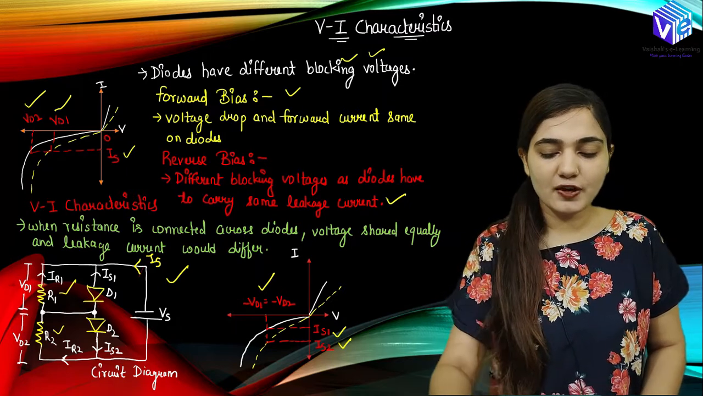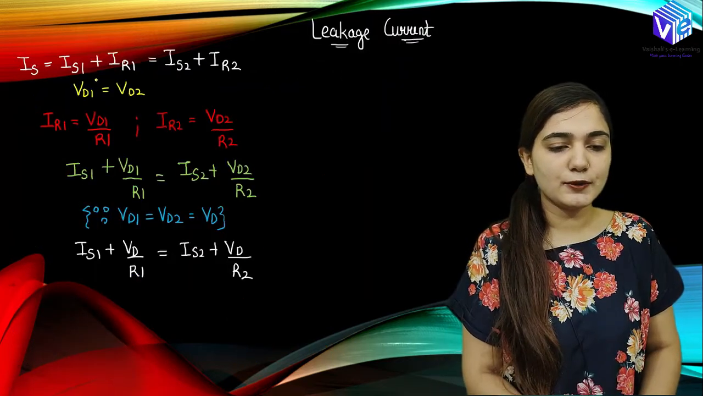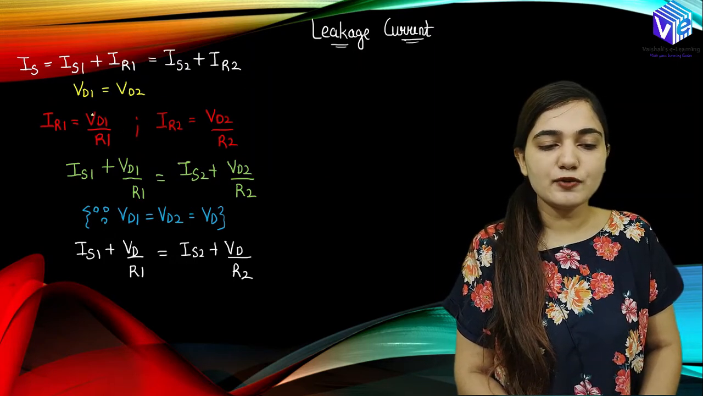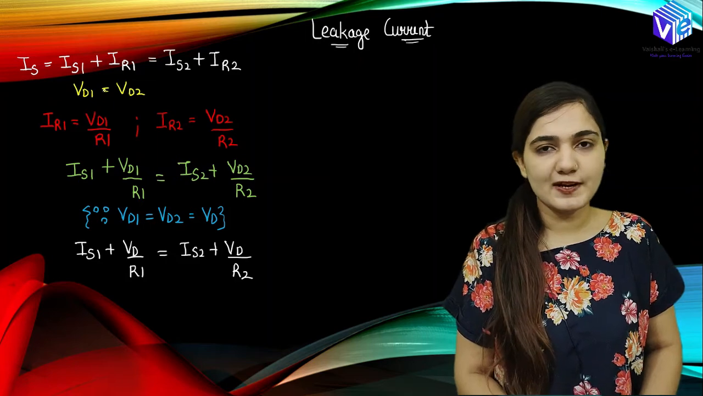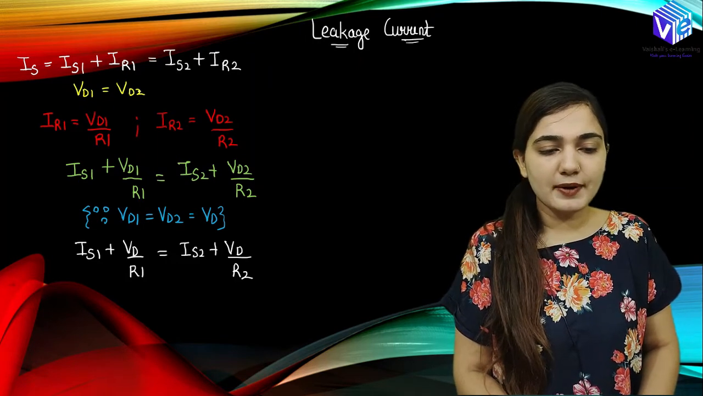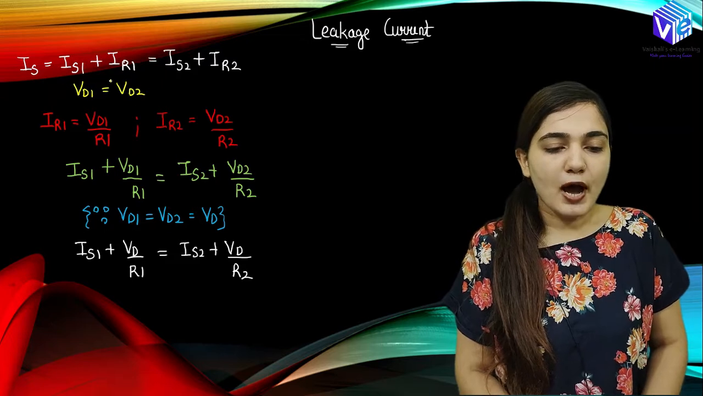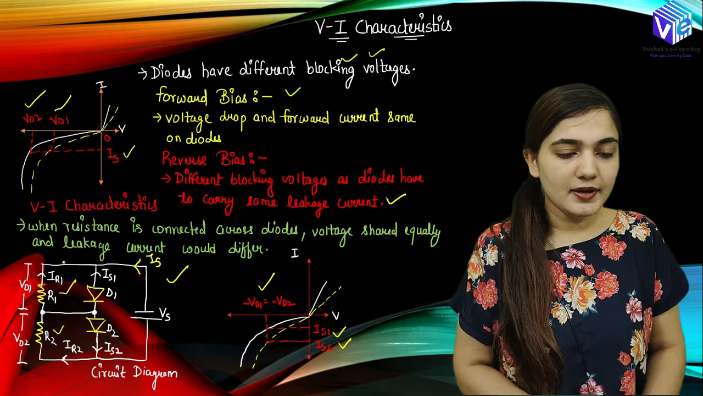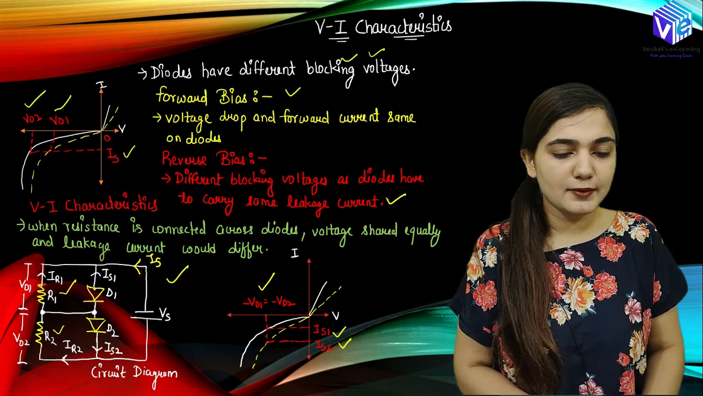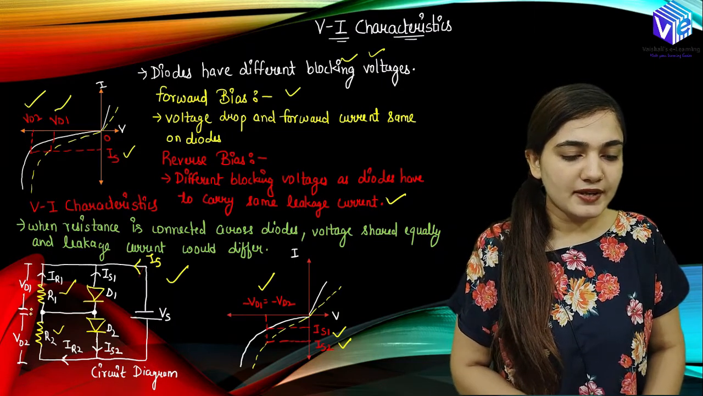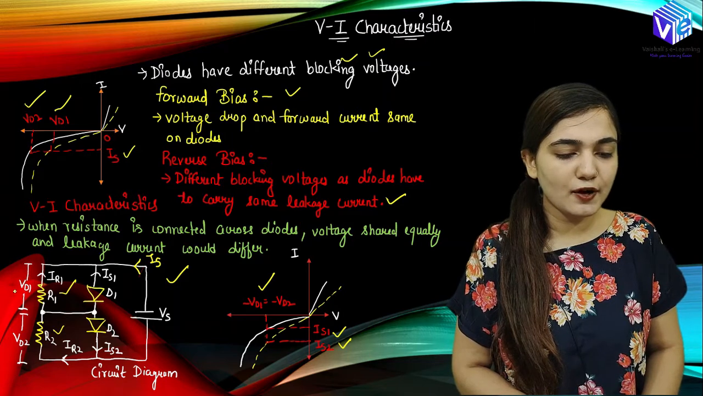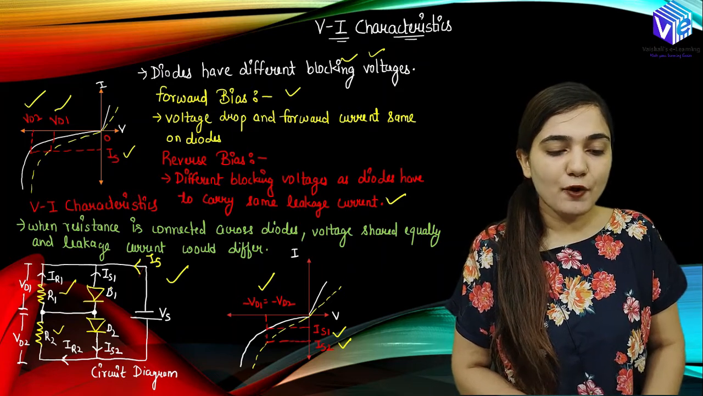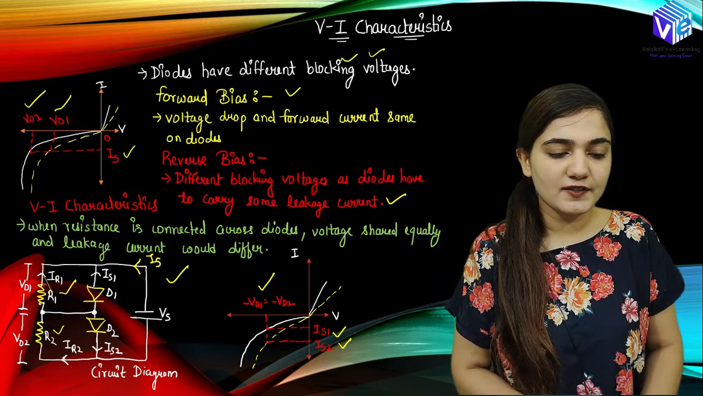With the help of Kirchhoff's current law, I can say IS is equal to IS1 plus IR1 is equal to IS2 plus IR2. And at this moment I already know the voltages across the diodes are the same, VD1 is equal to VD2. So how do I compute IR1? You can see the current flowing through this resistor will be equal to VD1. This is the VD1, the voltage across here, because the diode and the resistor are connected in parallel. So the voltage across the diode will be the voltage across the resistor, right?